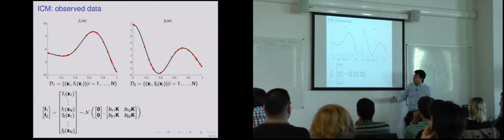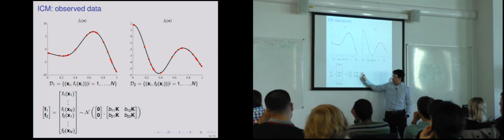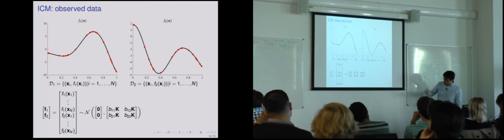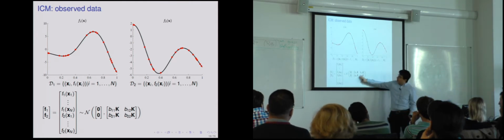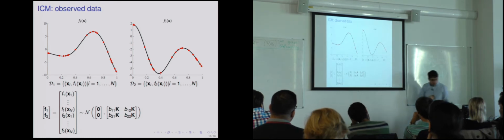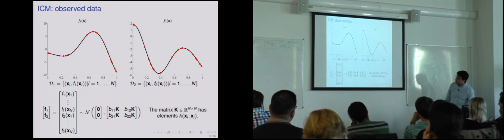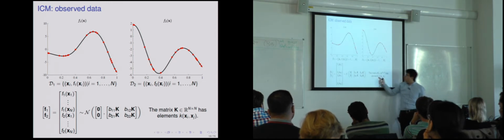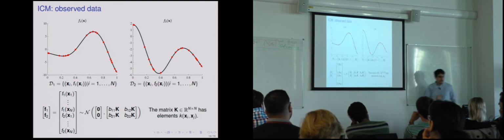So instead of having the zeros that we had before, now we have included some terms into the diagonal, such that the whole kernel matrix is positive semi-definite. So the elements of this matrix K are computed using the kernel of the latent process.